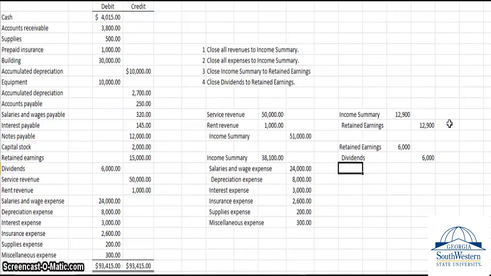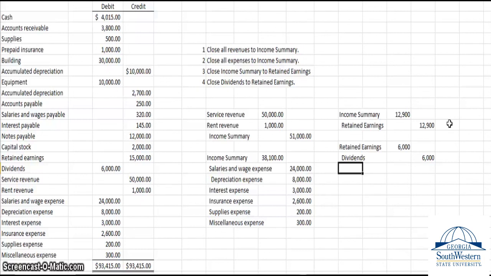And what you'll do now is actually prepare one more trial balance. It's called the post-closing trial balance. And a post-closing trial balance is after you've posted all the closing accounts. So what's the last account you should see? Start up at cash. Yeah, I still see cash or $4,015.